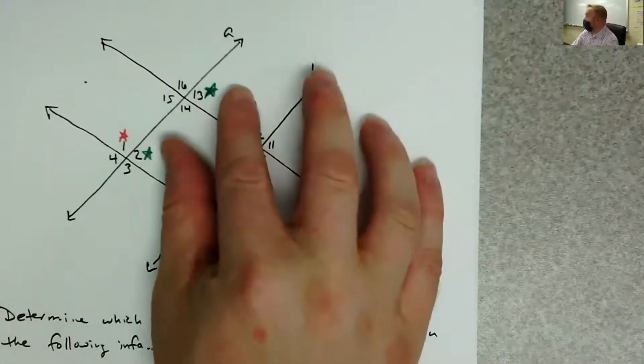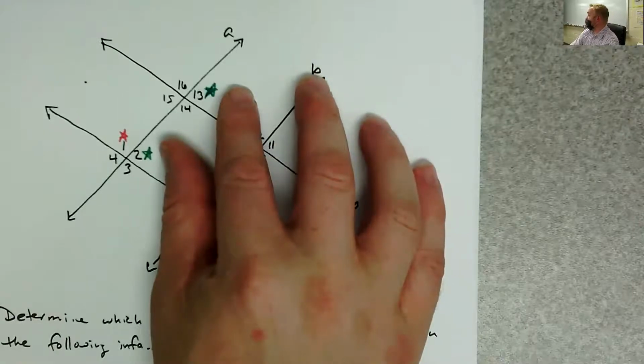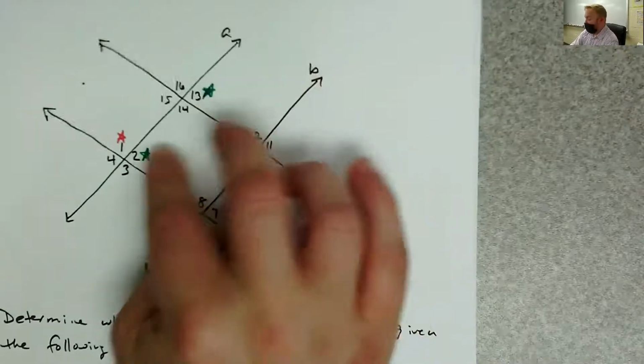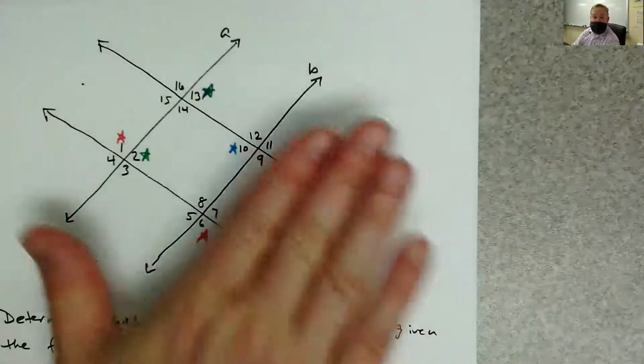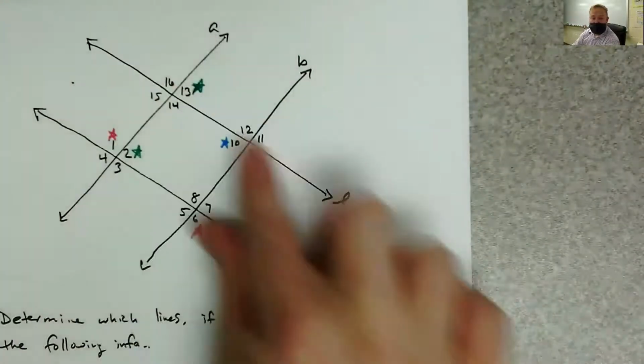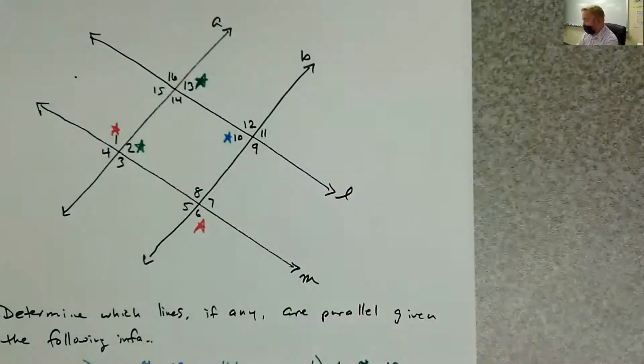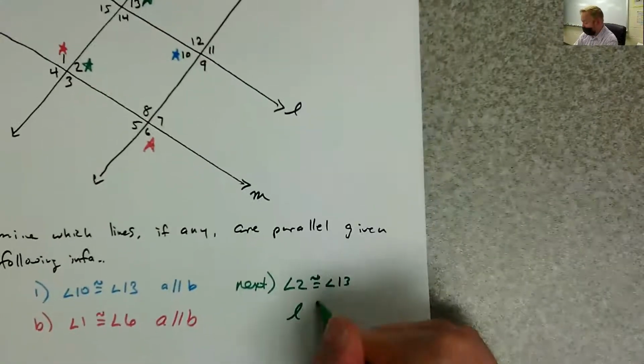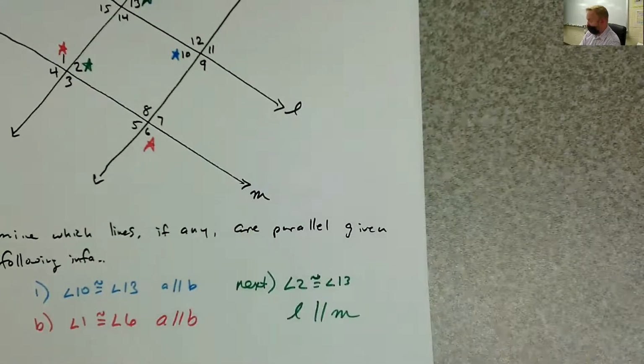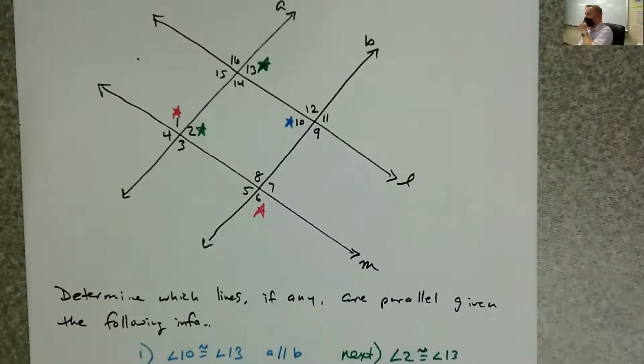So I'm looking at 2 and 3. Can you tell me what kind of angles those are? Corresponding. They are corresponding. And if B is not involved, then my parallel lines have to be these other guys. So that means that L is parallel to M. Okay? That's all there is to it. I just want you to understand what a problem like that means when it's given to you. Is there any questions about that one?